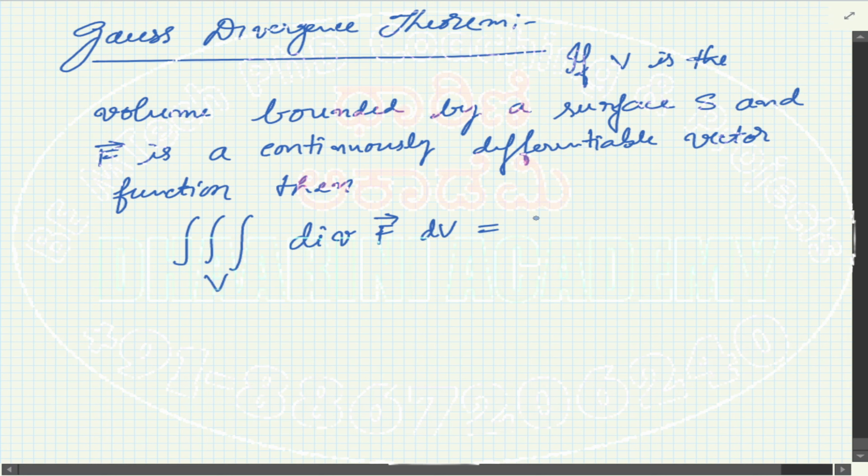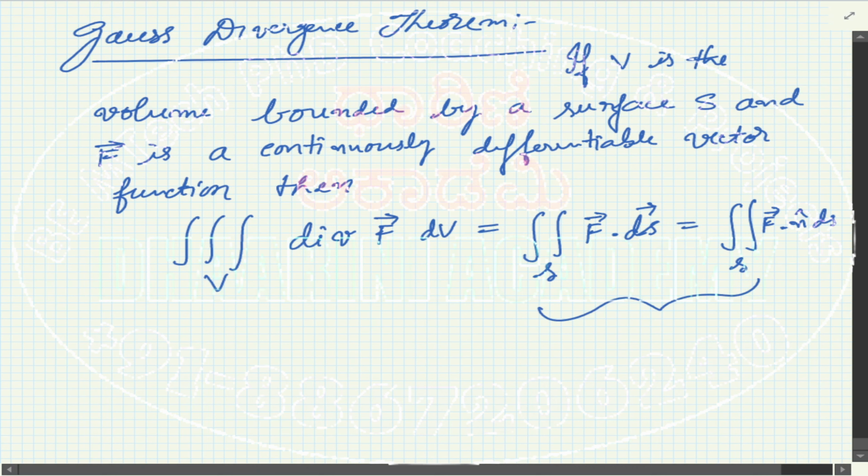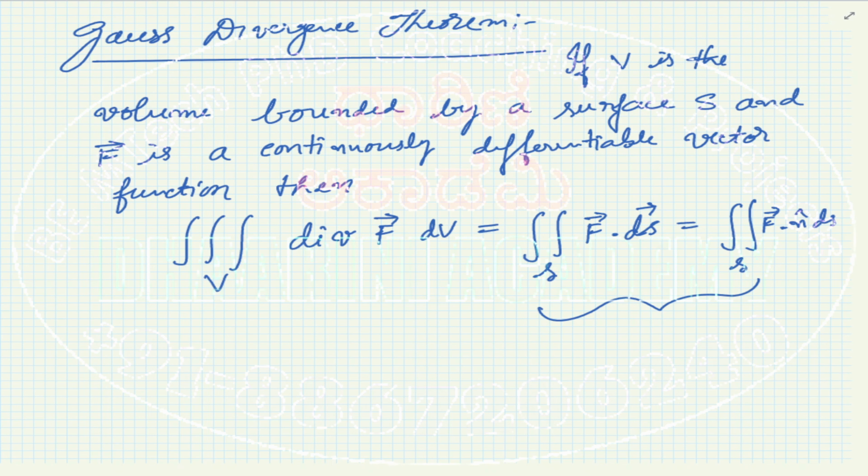is dV, should be equal to the double integral over the surface S of the vector F dot dS. The right hand side can also be written in some of the books, you may find, as the integral over S of vector F dot n cap into dS. One of them you can write, but the left hand side is still going to remain the same. Alright, so this is the statement of the theorem, but we solve various problems based on this.